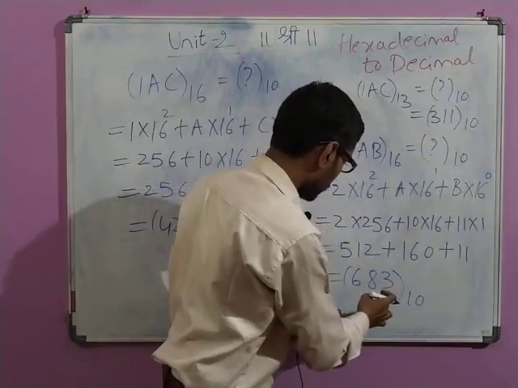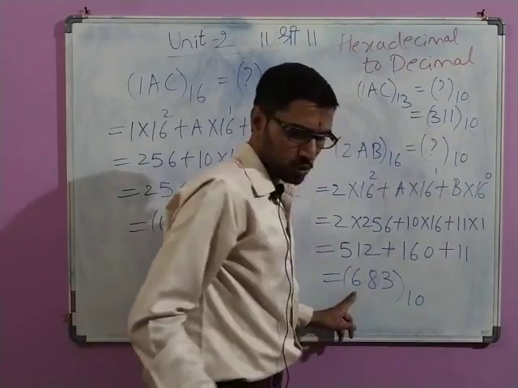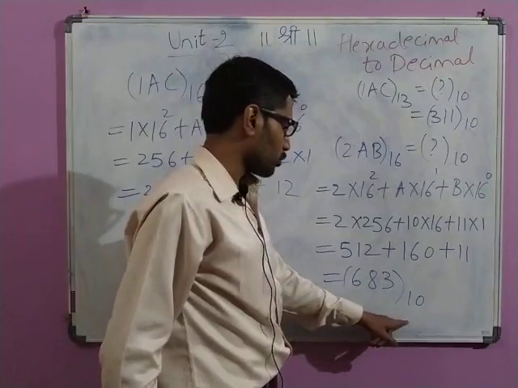2 plus 1 is 3. 6 plus 1 plus 1 is 8, 5 plus 1 is 6. So you are going to get the result as 683 to the base 10.